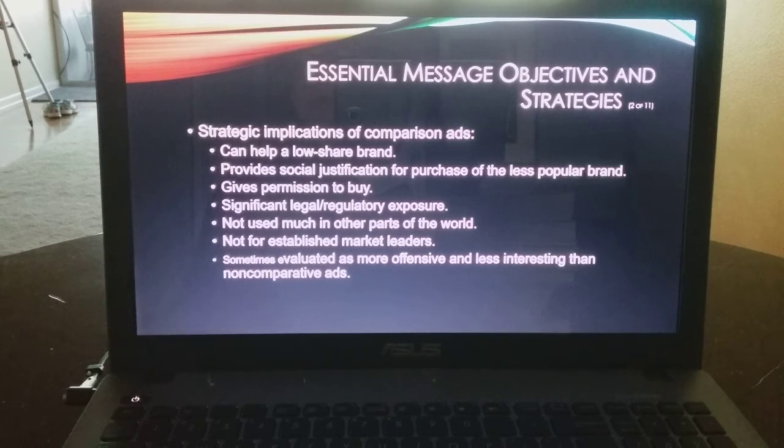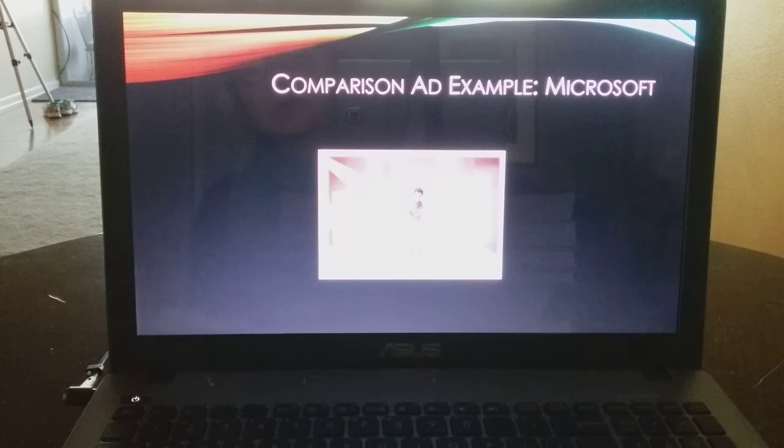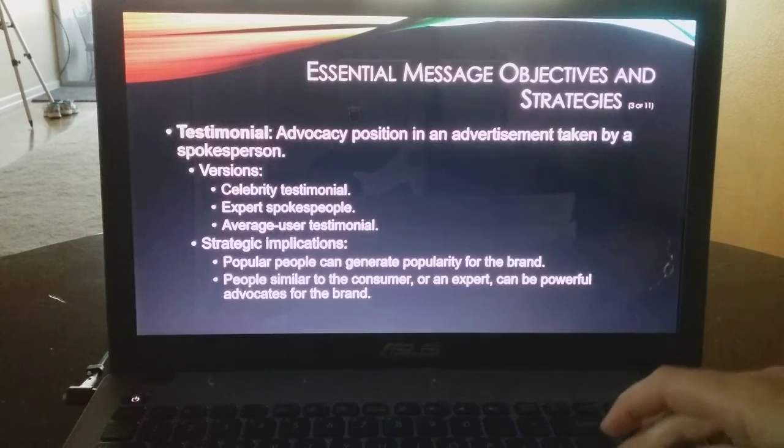It can help you, if you don't have a big share in the market, increase your share, and give some sort of social justification. Again, the idea of permission to buy. Established market leaders probably don't want to do it, but it is a good idea if you're trying to convince people why your new product is better than the established product. So here we go, another comparison ad. Microsoft is known for doing that. Microsoft versus Apple.